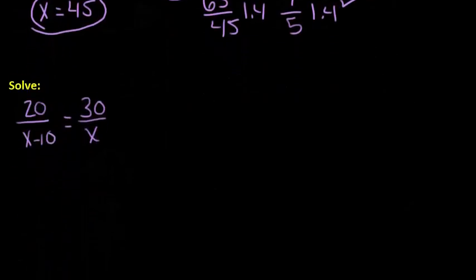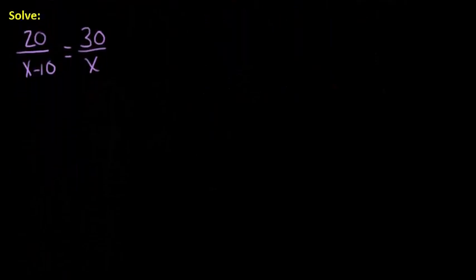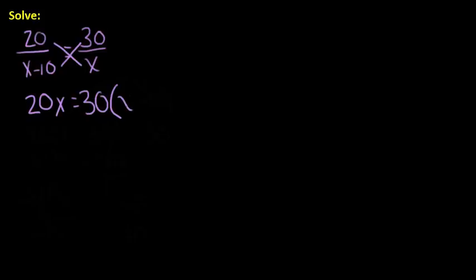So we'll move on to a slightly more complex problem. We now have 20 over x minus 10 is equal to 30 over x. Again, cross multiplying means crossing and multiplying. So we'll start with 20 times x is equal to 30, and we'll put this in parentheses, x minus 10, because it still needs to be multiplied by both.